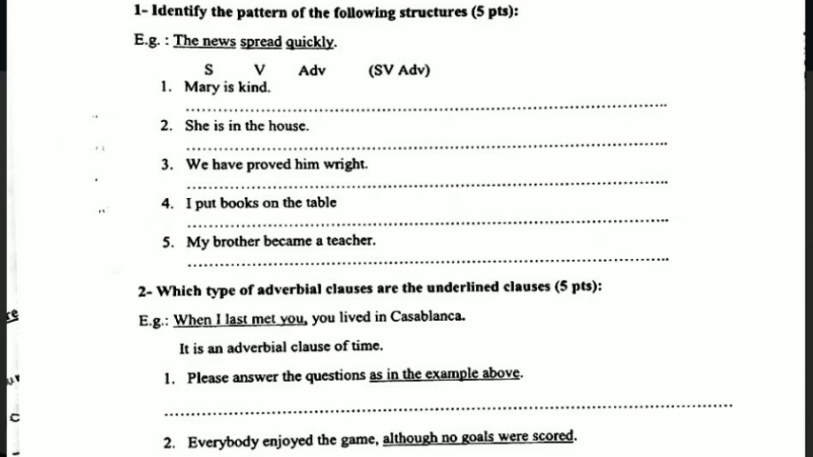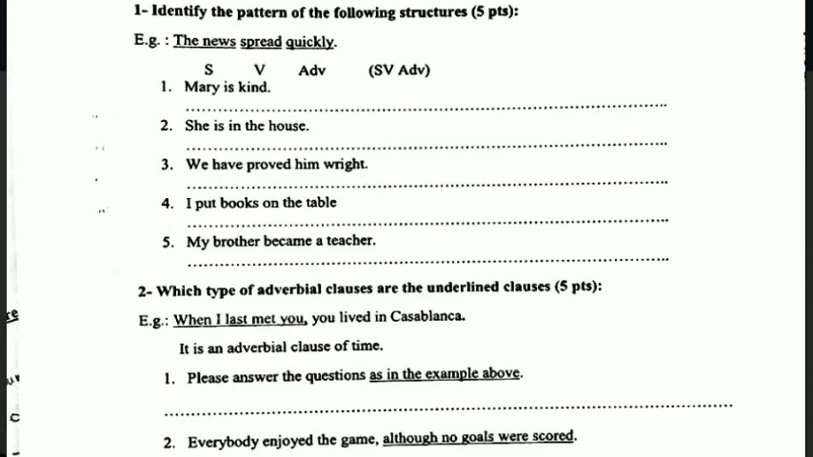So we have proved him right. So here notice with me that we, subject; have proved, verb. Him is the direct object, and the last one, which is right, is the complement of him, because I cannot say we have proved him. We have proved him complete. You need to complete. So we, subject; have proved, verb; him is direct object; and right is the complement.